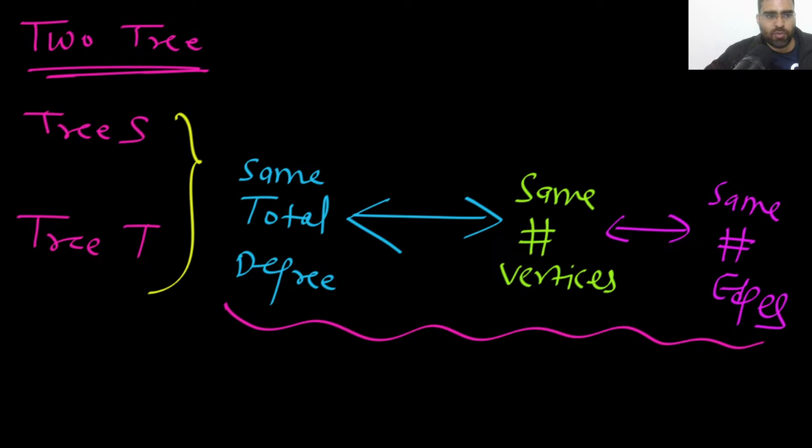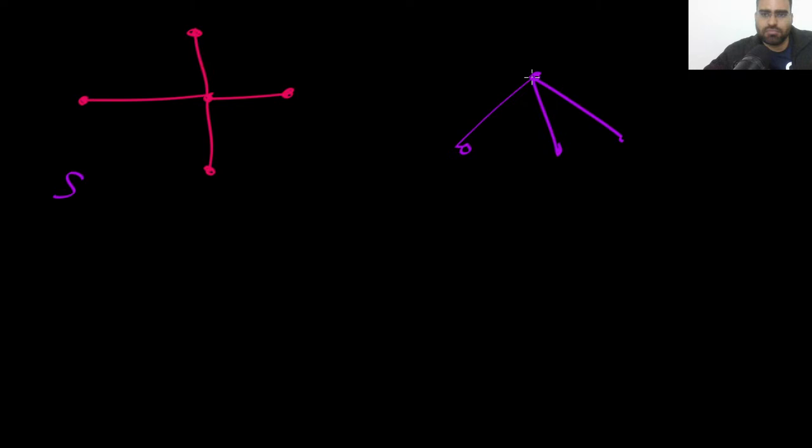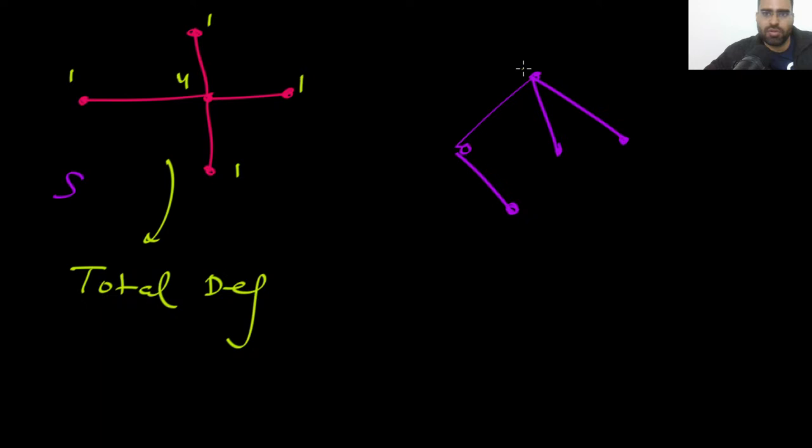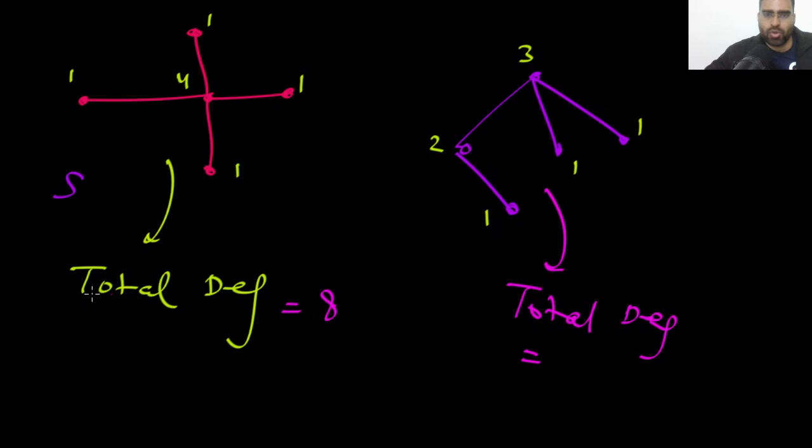Now, Niranjan, your doubt was very nice, but you can easily see that, take this tree on five vertices. Let's consider this is S, and take this other tree on five vertices. Now notice what the total degree is here. The total degree of S is 8. And what is the total degree here? That is also 8. But they are not isomorphic, right? These are not isomorphic to each other. Clear?